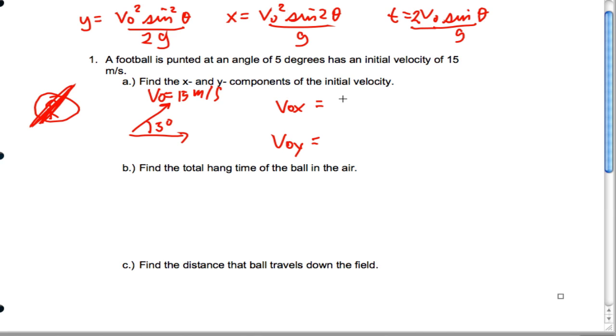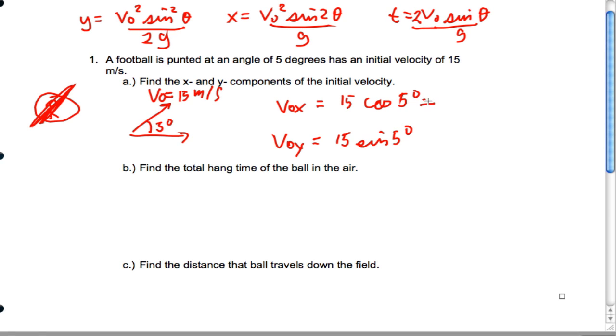So this is going to be 15 times the sine of 5 degrees, and this will be 15 times the cosine of 5 degrees. We'll go ahead and calculate these values right now. In the x direction, with the cosine, that works out to be 14.94, and in the y direction, we end up getting 1.31. Again, these are meters per second.